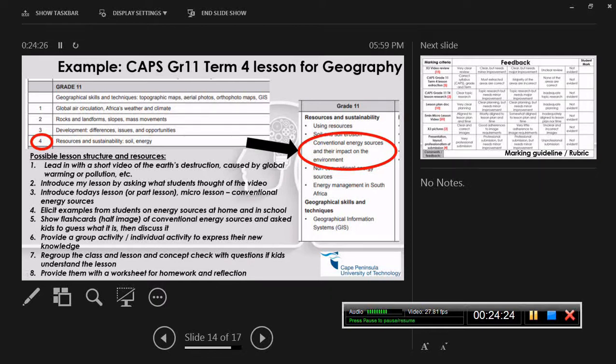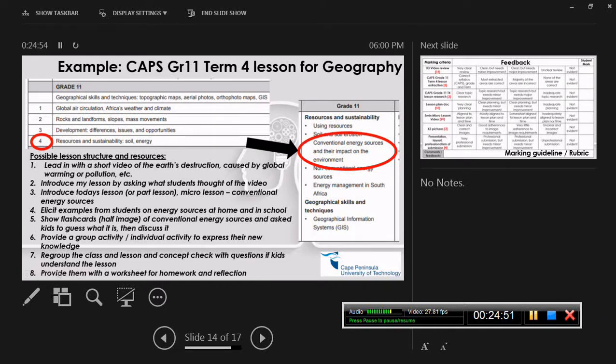So discussion. Then you provide a group activity or an individual activity so that they can start expressing their knowledge of what they've just learned. Then you regroup, get everybody together again and start concept checking. Now concept checking is when you start asking questions. So what is today's lesson? So what is conventional energy? Where do we get the energy from? You're just checking again if students are paying attention and if they understand what you are talking about.